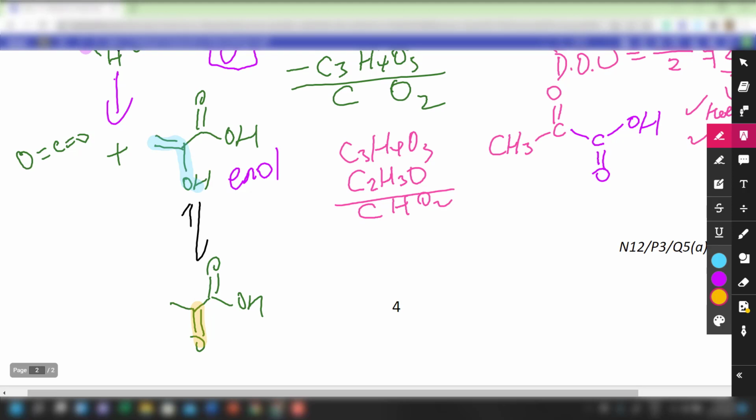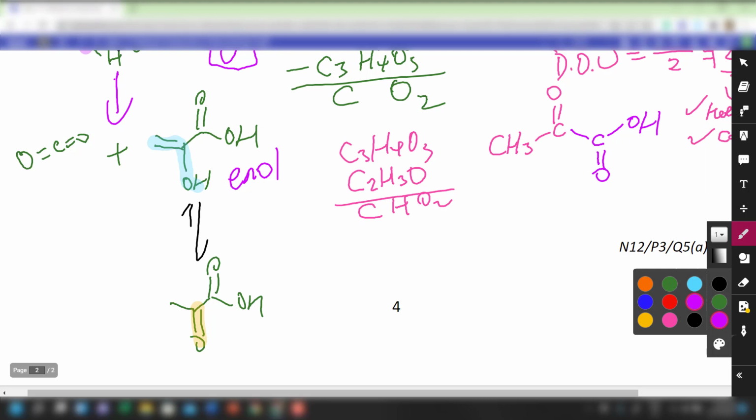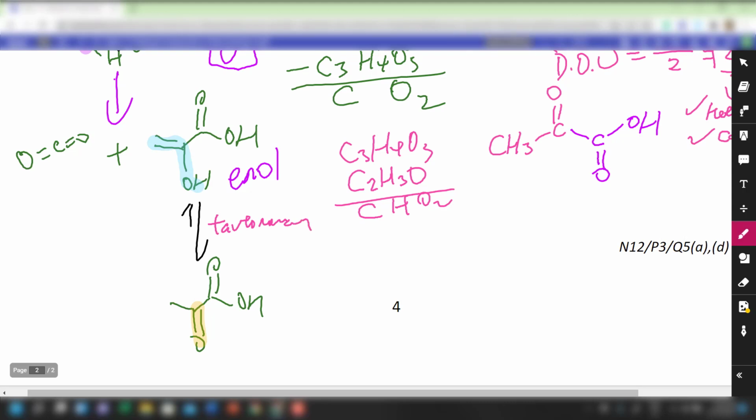So this is a kind of isomerization reaction known as tautomerization. If you are interested in this, you can check it out online, or you can ask your H3 friends, because they should be very familiar with tautomerization. With that, we have come to the end of our review of in-class exercise 2.